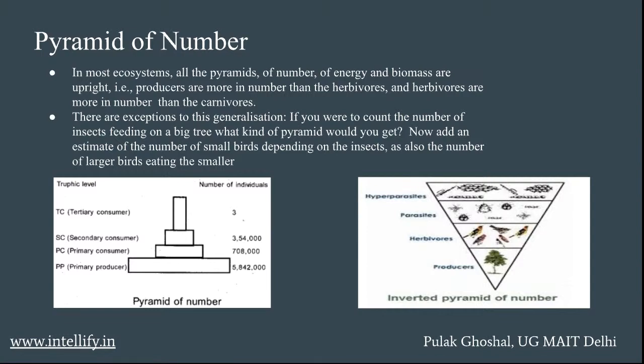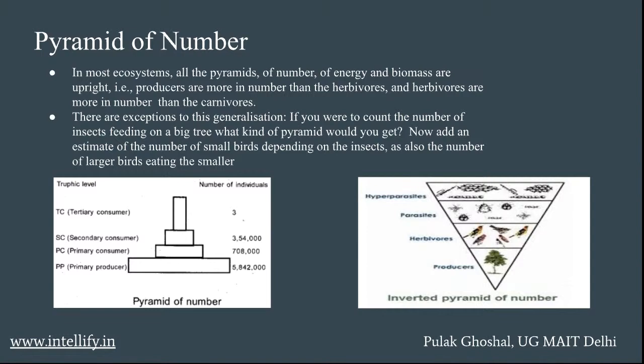The insects will have a higher value, the producer will have a smaller value. Herbivores are dependent on these parasites and insects, and the larger birds are dependent on the smaller birds. But the tree is only a single tree. Or in an aquatic system, phytoplankton are less in number as compared to zooplankton. So this can be another example. This would be covered in biomass.